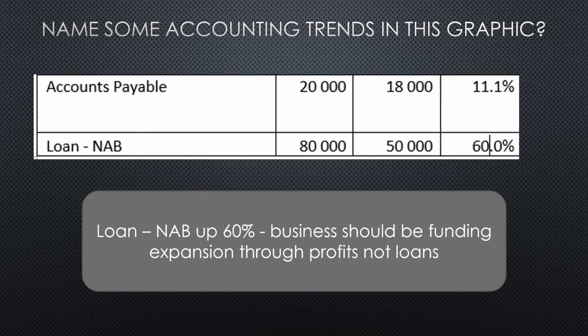Okay, as you can see here, the loan went up by 60%, and the business should be funding expansion through the profits and not the loan. So you can see here they are not generating enough cash flow because their debts have gone up and also their loan has gone up as well. So they're either withdrawing on the loan to fund the day-to-day operations of the business or to expand their property, plant and equipment. And that is not a financial result that you would actually want from a business point of view.